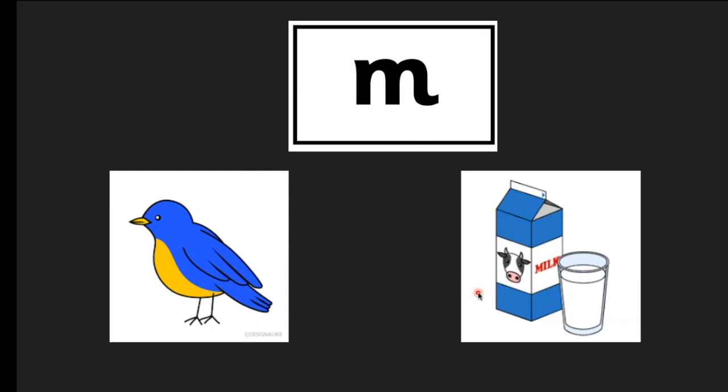How about the next picture? What do we have here? We have here the picture of a milk. Milk. Now I want you to listen again carefully to the sounds of the word milk. M-E-L-K. Again. M-E-L-K. Milk. Now, can you tell me if you can hear the m sound from that word? Yes, the word milk has m sound.